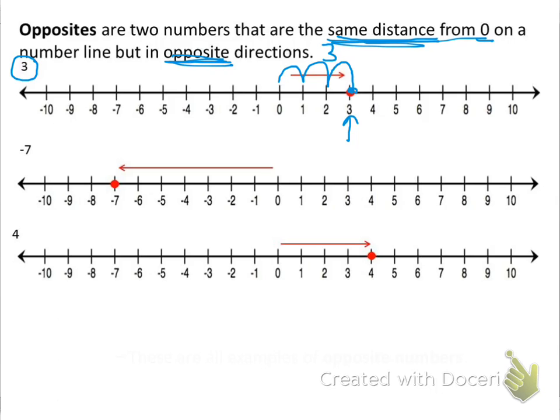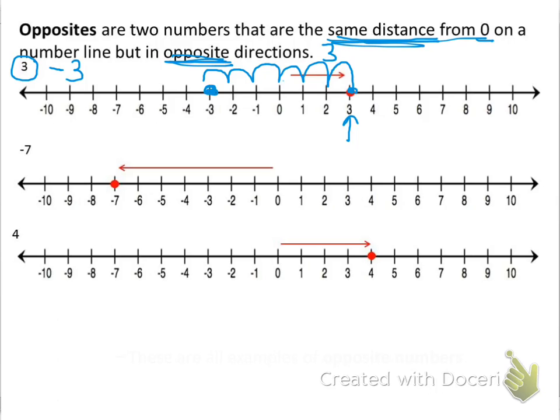So we start at 0 and we go 3. We start at 0 and we go 3, 1, 2, 3 the other way. So the opposite of positive 3 is negative 3. Please make sure you've got all that written down.